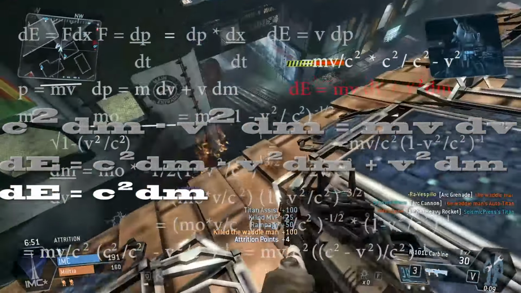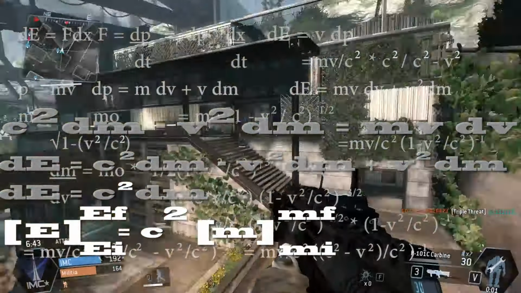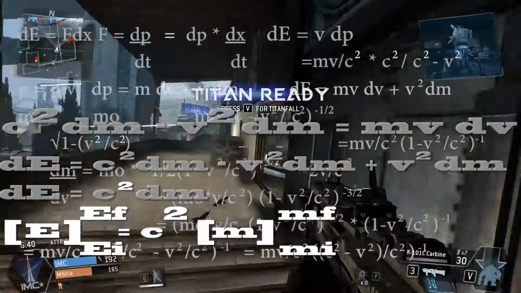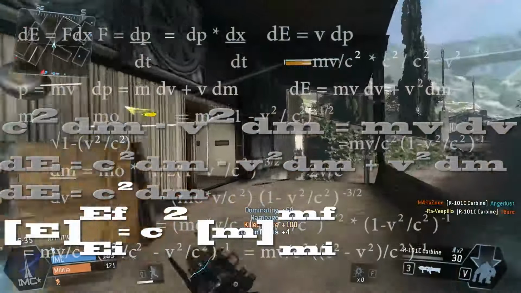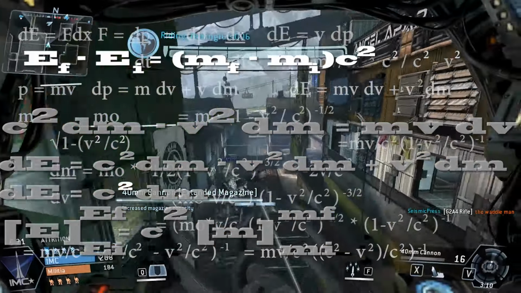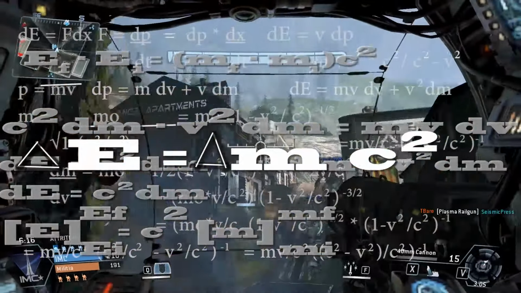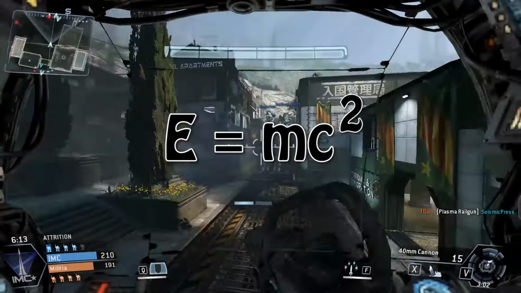Now by integrating both sides, we'll take E final over E initial and M final over M initial. This gives us E final and E initial equaling c squared, which is a constant, differentiating with respect to M. We also have M final, M initial. This gives us E final minus E initial equals M final minus M initial times c squared. This can also be represented by the change in energy equals the change in mass times c squared, which we all understand to be E equals mc squared.